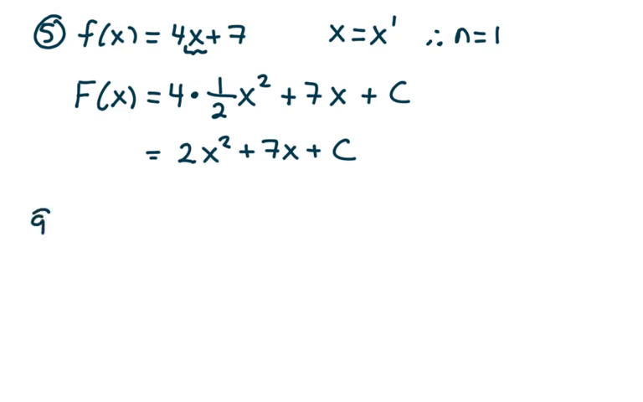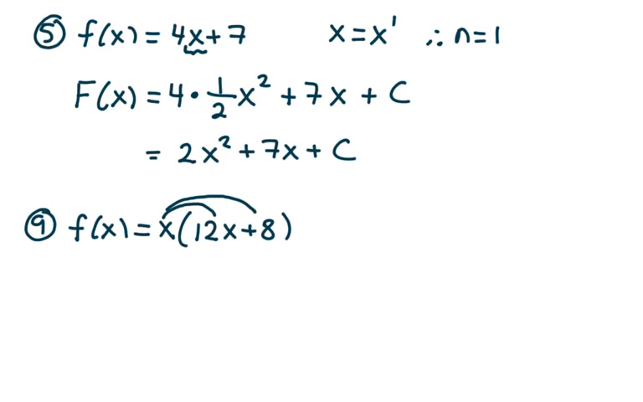Let's take a look at problem 9. Suppose f of x is x times the quantity 12x plus 8. And we don't know how to do anything like that quite yet. But what I can do is distribute the x to each term within the parentheses. And when I do that, I get 12x squared plus 8x, right? And so for the antiderivative, in other words, I'm looking for a function whose derivative is 12x squared plus 8x.